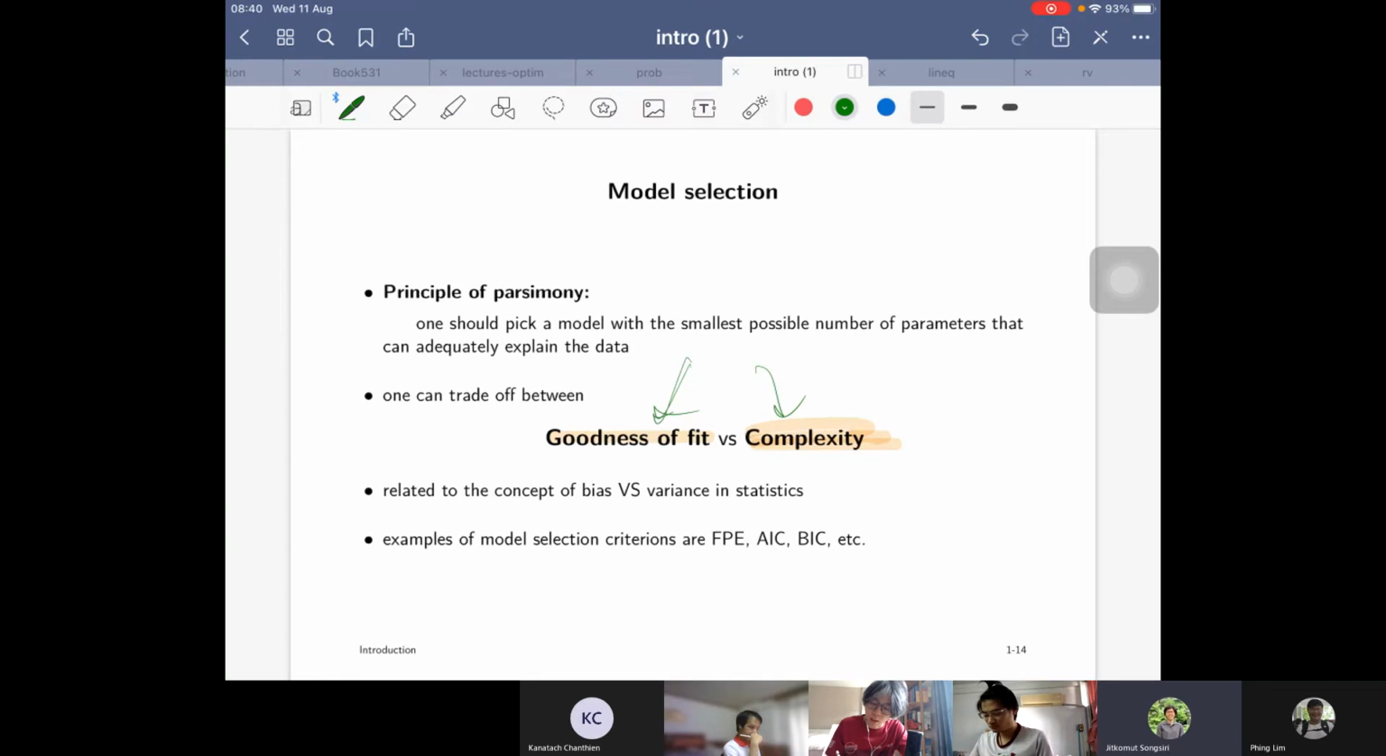The goodness of fit is the higher the better, right? In the sense that if the model fits well, it means that the model is good. So the goodness of fit is the higher the better. For the complexity, what do you think, Ping? The lower the better, or the higher the better?